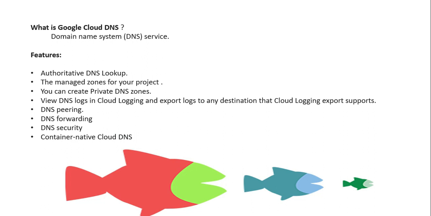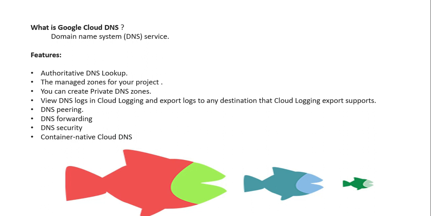Next one is that you can connect your domain seamlessly to various Google services like Compute Engine, App Engine or Load Balancer. We'll see the features one by one. The first one is authoritative DNS lookup, holding the IP addresses of all the domains. Manage zones for your project, so you can easily add, edit or delete your DNS records under the managed zone.